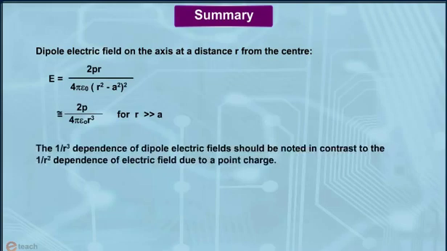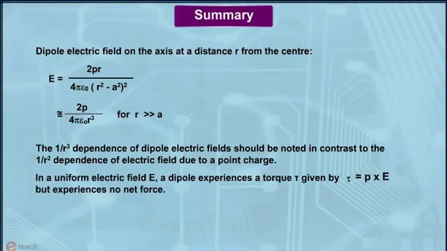The 1 by r cube dependence of dipole electric fields should be noted, in contrast to the 1 by r square dependence of electric field due to a point charge. In a uniform electric field E, a dipole experiences a torque given by p cross E, but experiences no net force.